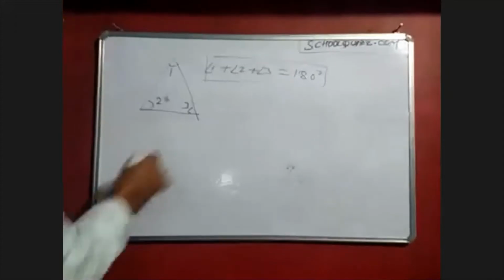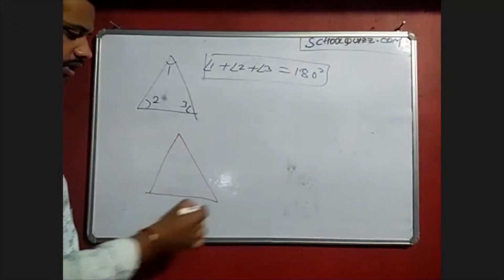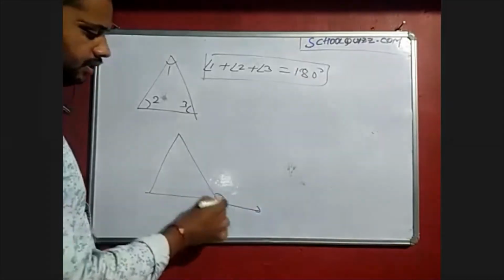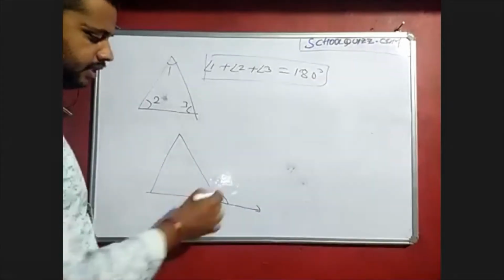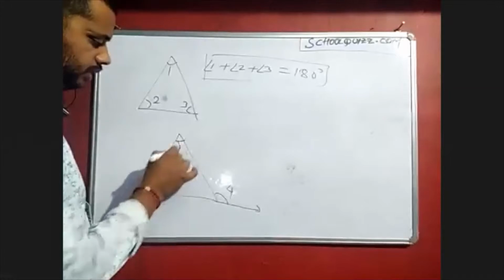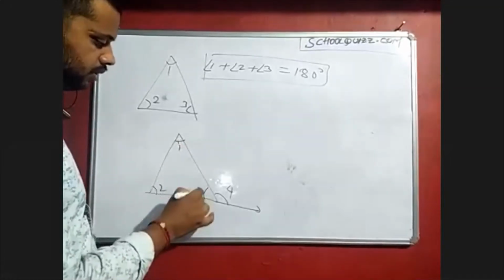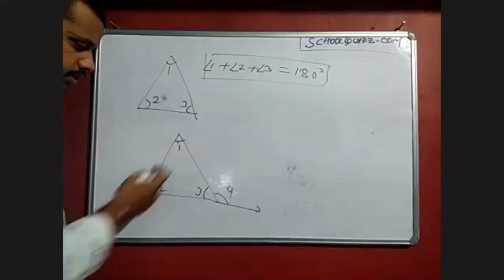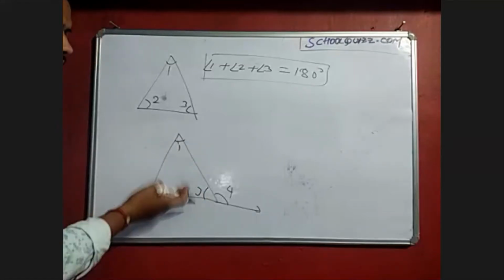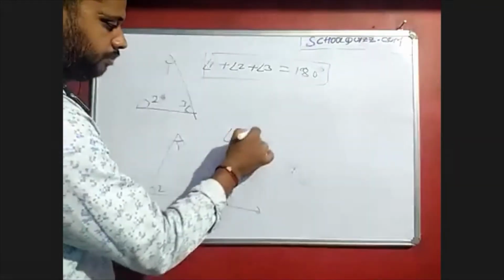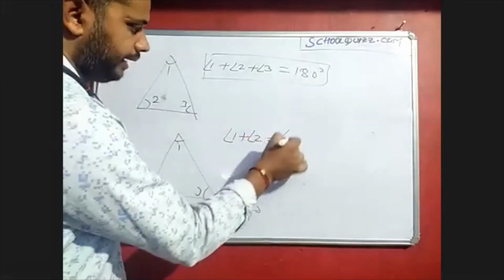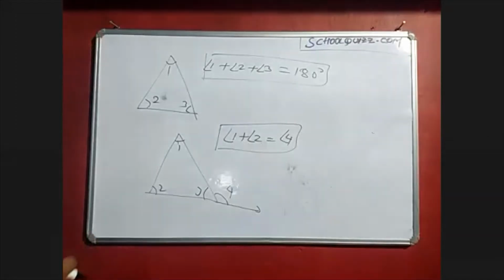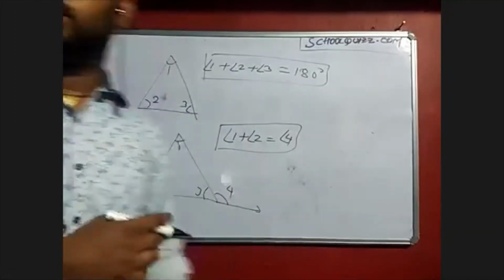And another: if you extend one of the sides, then it will form one more angle, let it be this angle 4. So angle 1, angle 2, this will be 3, and this will be 4. So another property is the sum of two opposite interior angles: angle 1 plus angle 2 equals angle 4. So this is another property of the triangle based on the angle. They will give you like that.